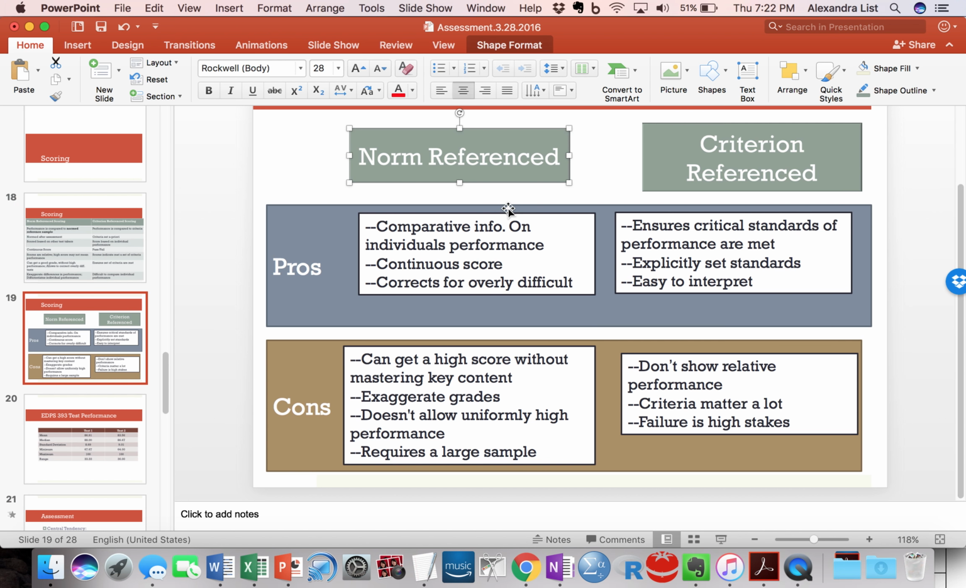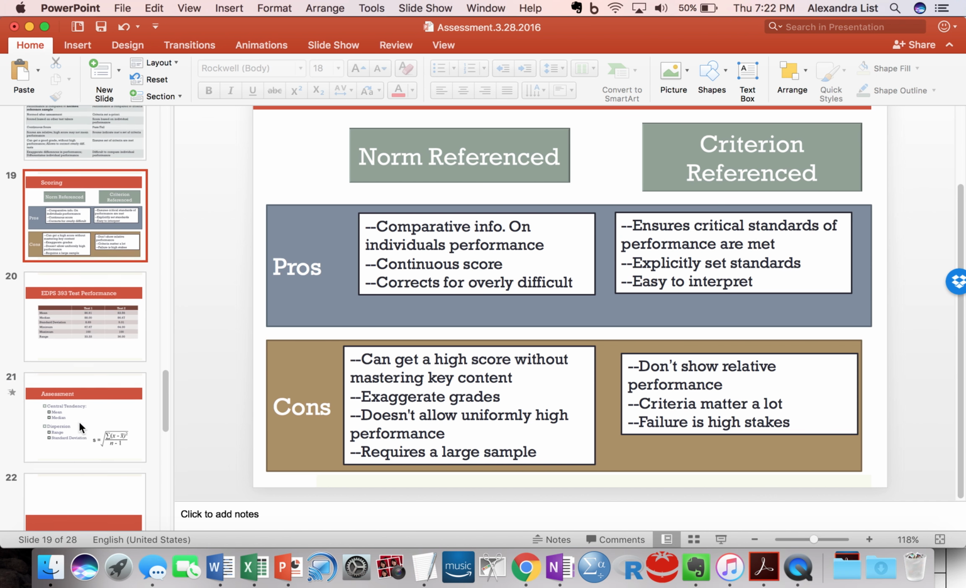But for criterion reference scoring, we don't tend to see it in the classroom because a lot of times it's not very helpful to tell students, you know, you passed or you failed English. We want to give students feedback, and we want to give students a score so they see how much they mastered and they know when to improve. So we don't really use norm reference and criterion reference scoring for classroom assessment.